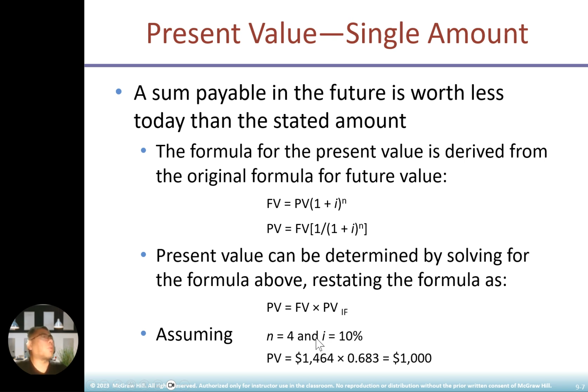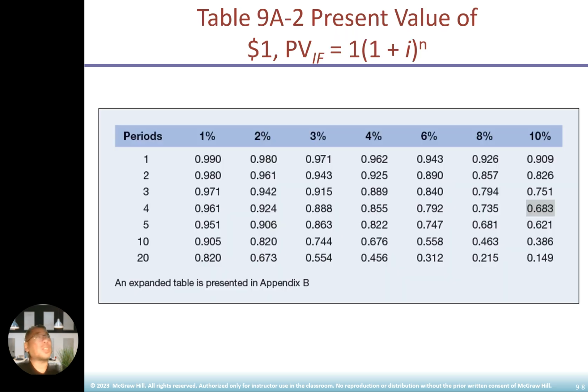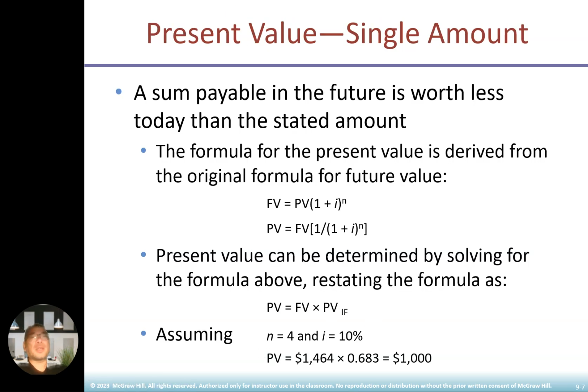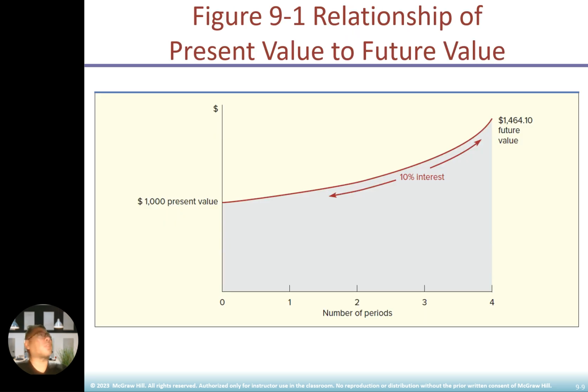Assuming n equals 4 and i is equal to 10%, present value is 1464 times 0.683, equal to 1000. Where do you get the 0.683? Based on the present value factor table, for 4 periods, the 0.683 comes from this one showing up here. That's how it goes in terms of the present value interest formula. Now, figure 9.1 shows the relationship of present value to future value.